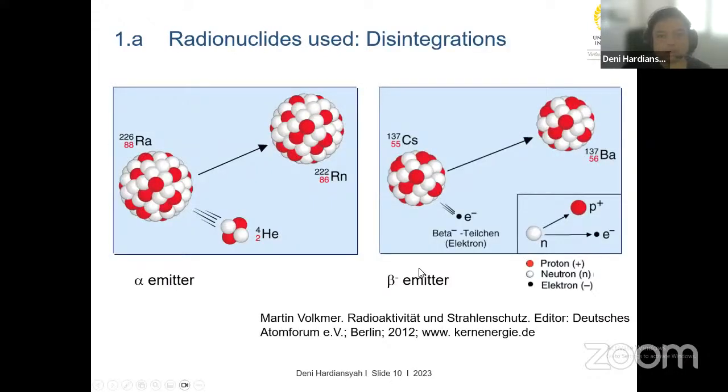And then what type of radionuclide do we use here? Again, alpha or beta. And then we already discussed this last week, as far as I remember, where the alpha emitter is basically we have a certain atom, and then this atom needs to emit this radiation of helium-4 to be able to become stable, for example, Ra to Rn. And then for the beta emitter, it means that we need to change one neutron into one proton and one electron to make this atom stable, from Cs to Ba.